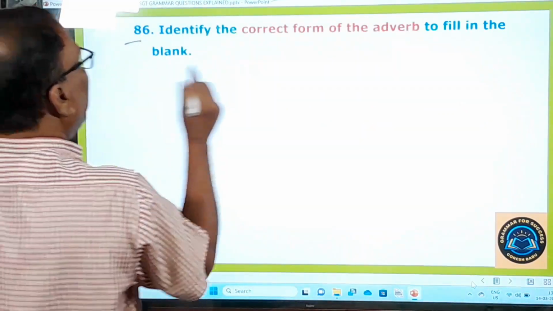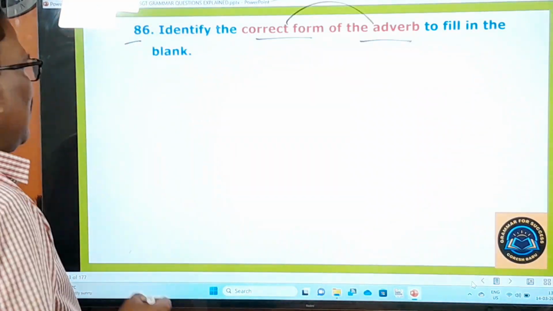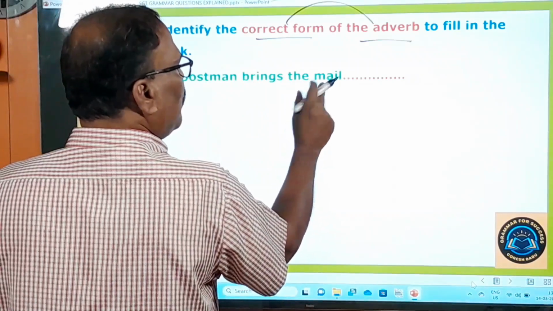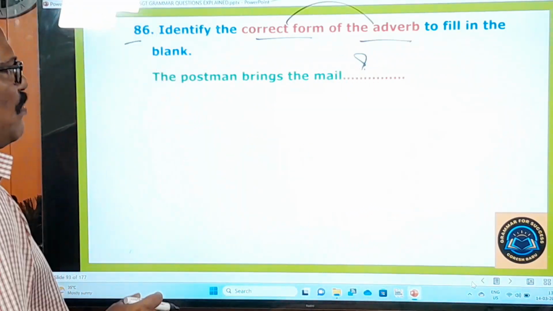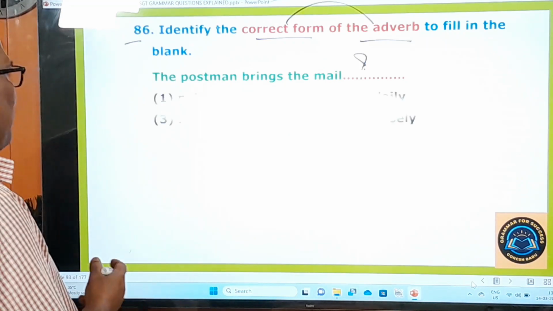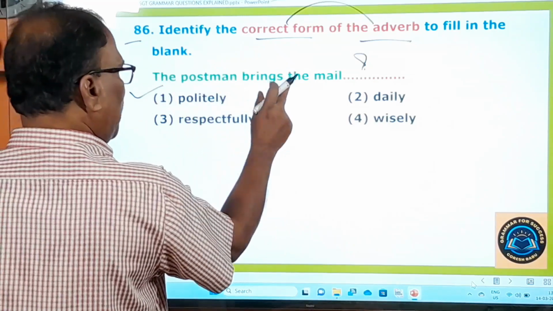86th one. Identify the correct form of the adverb to fill in the blank. Let us look at the sentence. The postman brings the mail dash. What form of the adverb is to be used in that? Politely. The first one is the right one. The postman brings the mail politely.